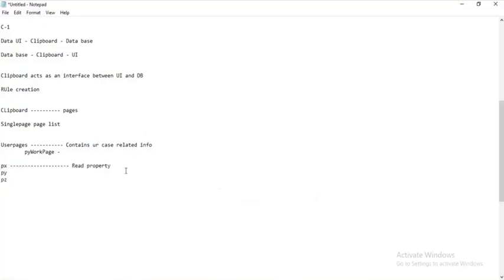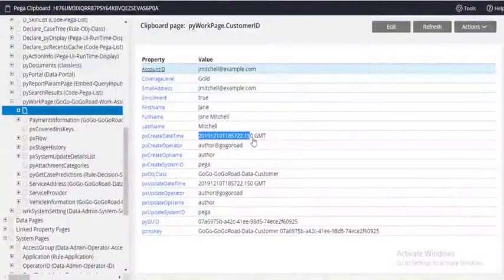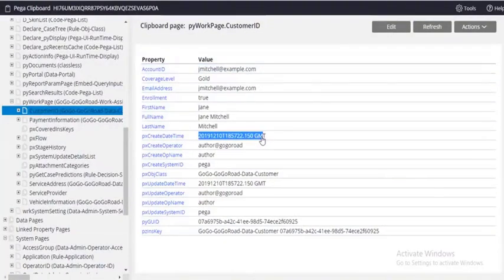What is a PX? PX is like, we can only read the information that is present on a property. Suppose you have pxCreated and you cannot change this. You can only read that information. You understand what I'm trying to say? Yes.